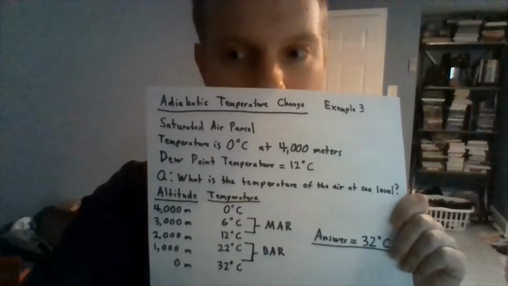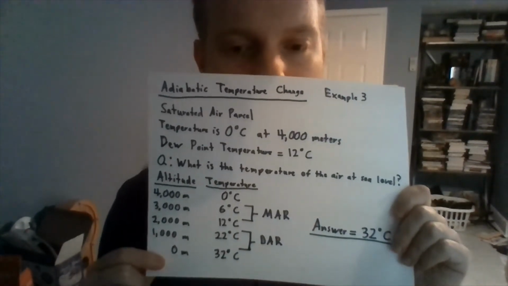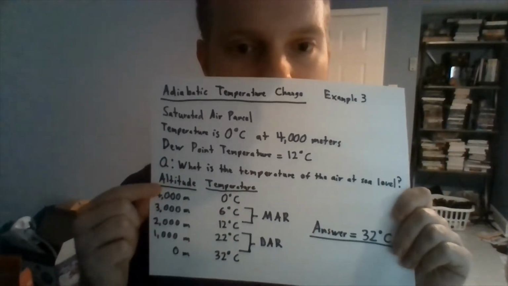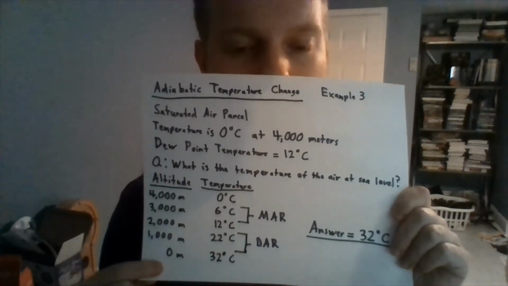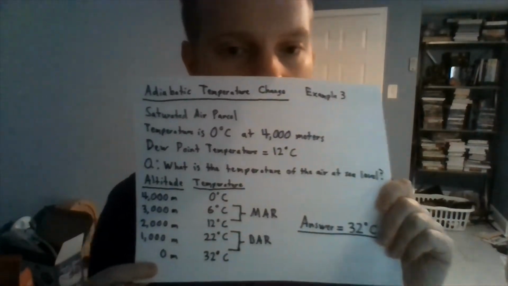This might seem a little daunting at first, but it's really not. We do the same steps we did previously, just in reverse, and I'll show you how that's done now. So we start with our altitude at 4,000 meters, and we're trying to go all the way down to sea level at 0 meters and figure out what the temperature is. And this time it's in reverse.